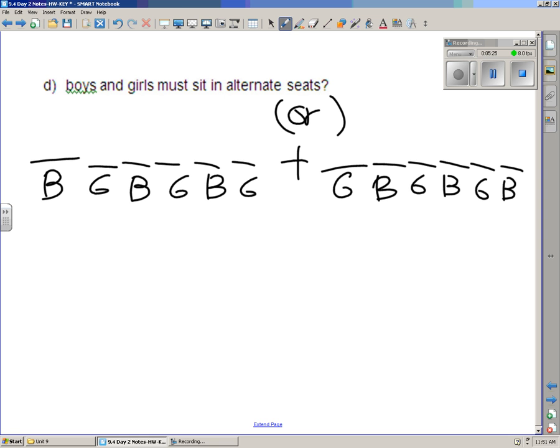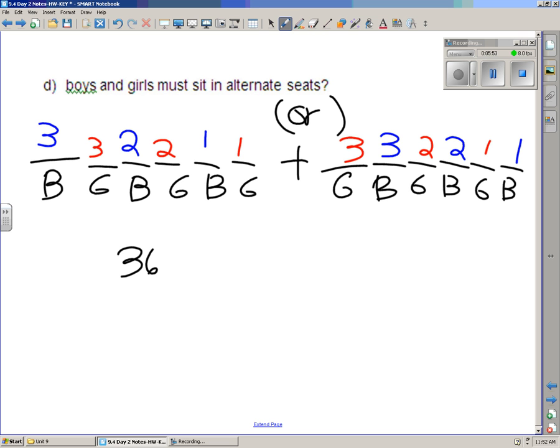Those are the outcomes, right? Boys and girls in alternate seats. Well, initially, there's 3 boys to choose from, 3 choices. 1 boy sits down, 2 boys left, 1 boy sits down, 1 is left. Same thing's going to happen here. 3 boys to choose from, 1 sits, last sits. Girls, 3 girls to choose from, 1 sits down, 2 left, then 1. When I multiply these things out, I basically get 36 over here plus 36 over here, or 72 different arrangements.